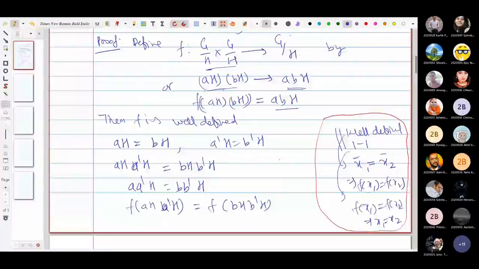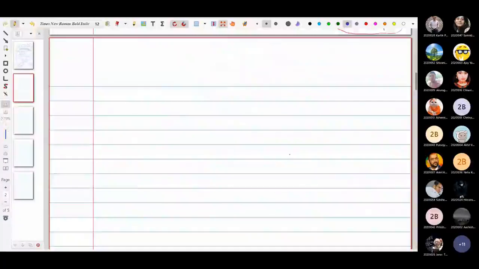Now to prove that G by H is a group, what do we need to prove? There are four things we need to show. The first thing: we need to prove G by H is a group.